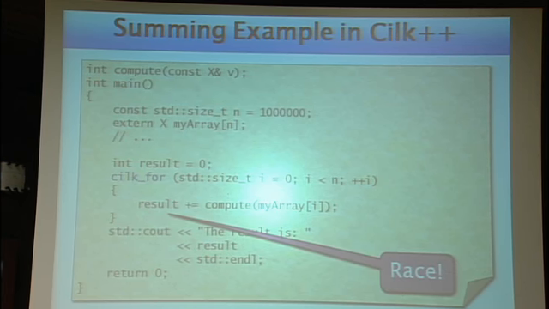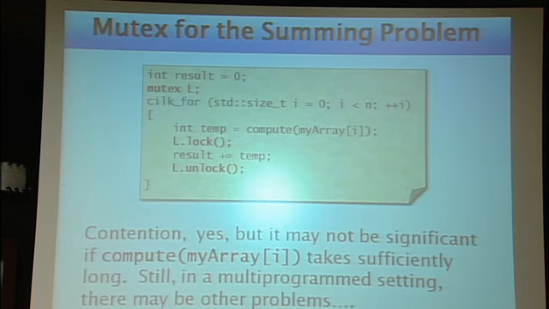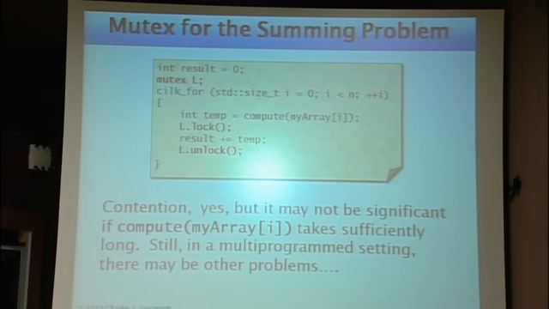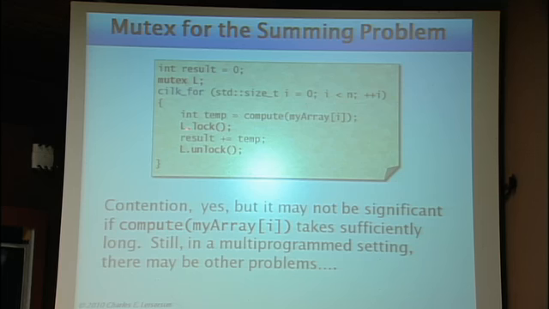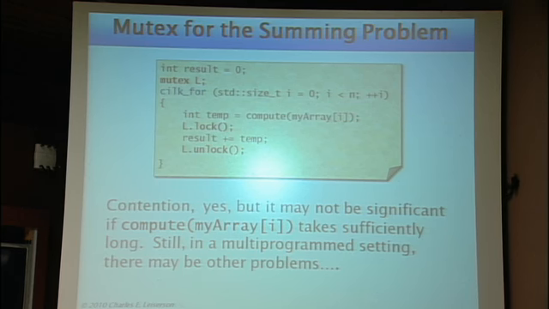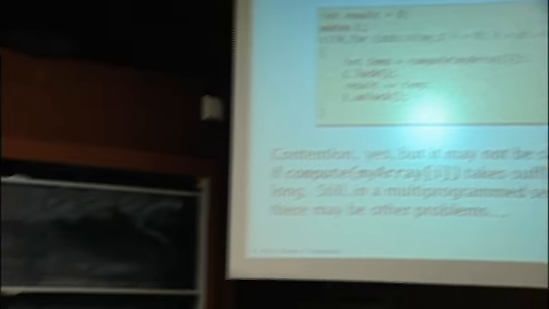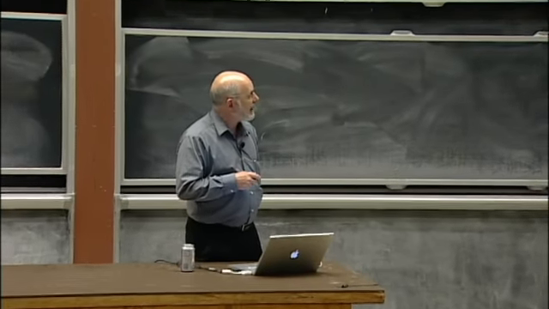There's the race. We get a race on result because we've got two parallel instructions both trying to update result at the same time. We can solve that with a lock, and I showed you last time that we could solve this with a lock, by declaring a mutex and then locking before we update the result and then unlocking. And of course, as we argued yesterday, that could cause severe contention. Now, contention can be an issue, but if it turns out that the compute here, which I've moved outside the lock, notice, right?